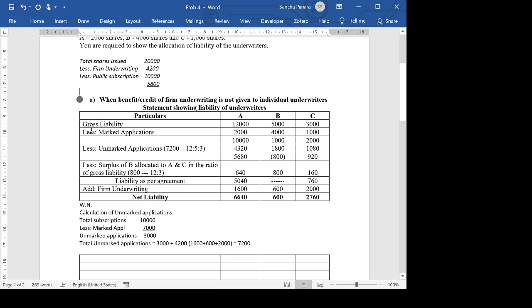So after minusing marked, unmarked, in case there's any surplus, divide the surplus. You find out how much from the remaining each of the underwriters have to take up. And then you do a calculation where you check the total that they have to take. That's 1,600, or the total part of it has already been taken up. 1,600 actually, 600 and 2,000 has already been taken up. We're just doing this calculation to see how many shares have been taken up by each of them under the agreement and as per firm underwriting.